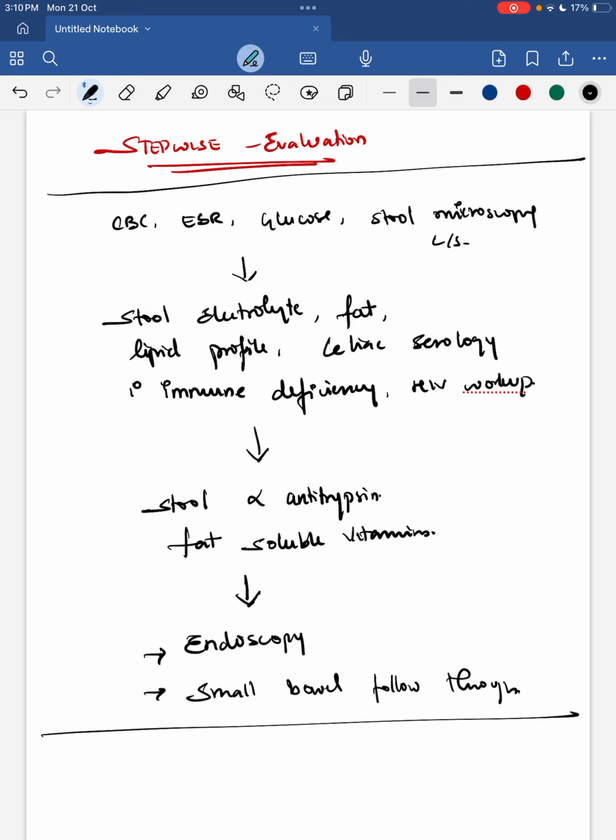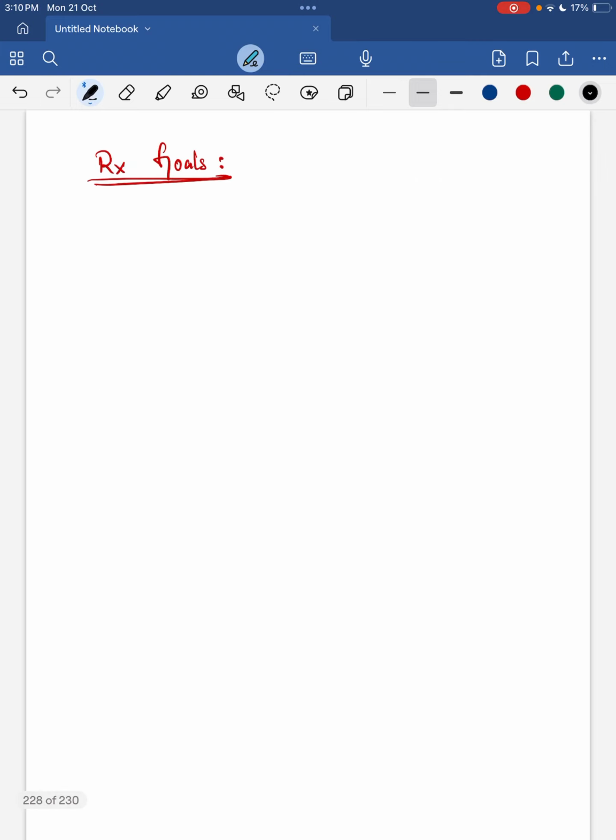So what are your treatment goals? First, if the child is having a secretory diarrhea, the child will go into dehydration, so you have to do immediate resuscitation according to plan A, B and C. Next will be management of your underlying etiology.